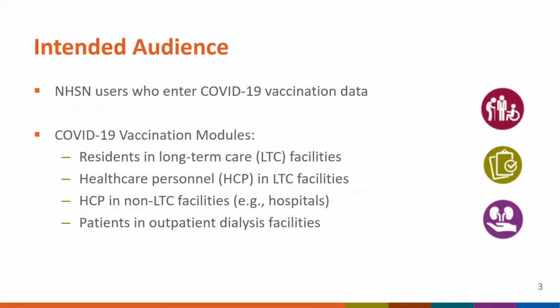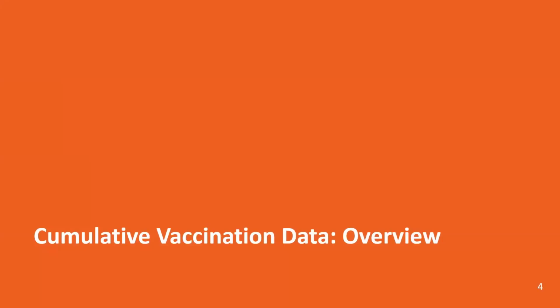This Quick Learn is geared toward facilities who enter COVID-19 vaccination data into NHSN. Currently, there are 4 COVID-19 vaccination modules in NHSN for collecting data on the following: residents in long-term care facilities, healthcare personnel in long-term care facilities, healthcare personnel in non-long-term care facilities, for example, hospitals, and patients in outpatient dialysis facilities. The next few slides will give an overview of cumulative vaccination data.